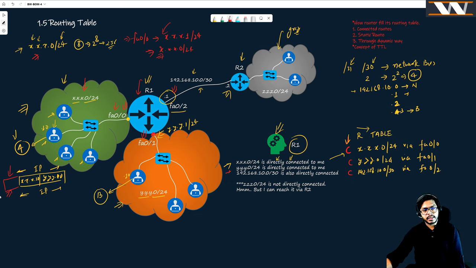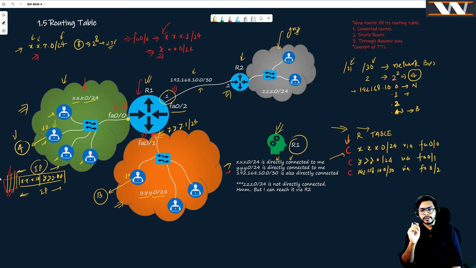And if that is the case, the router is going to make sure that it gets the IP packet out of it, right? Now inside the IP packet, it's going to see the destination IP address is y.y.y.10. And it is going to consult its routing table, because the router's main job is to take an IP packet from one interface and switch it as soon as possible to the other interface if it knows about the route.